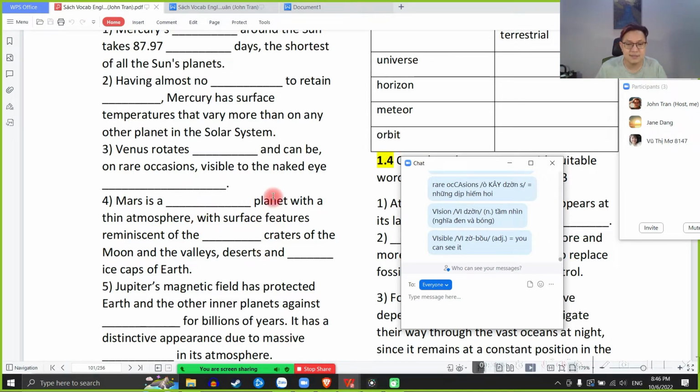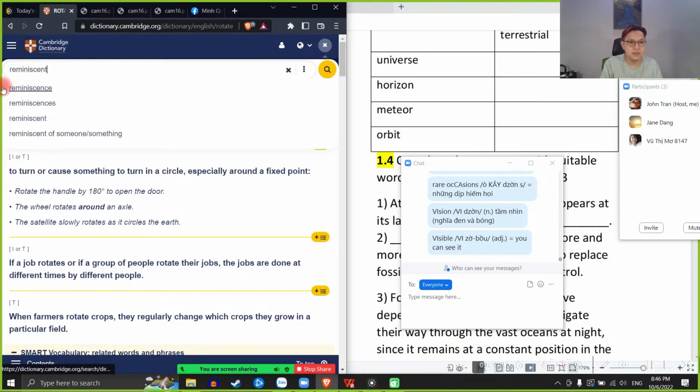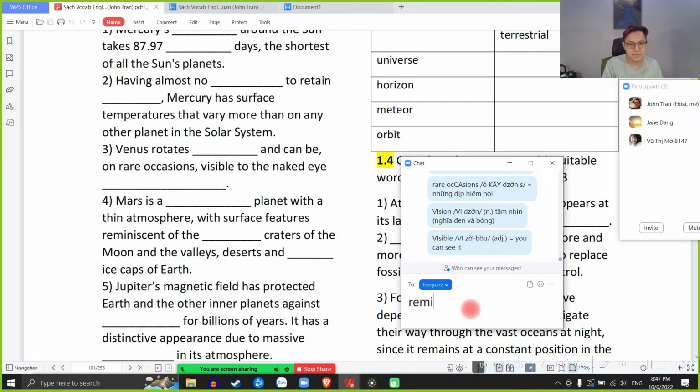Number 4. Mars is a something planet with a thin atmosphere with surface features reminiscent. So reminiscent. Reminiscent. Làm gợi nhớ. Reminiscent means like you cause people, you remind people about something. Mình làm cho người ta nhớ về cái gì đó, làm gợi nhớ.